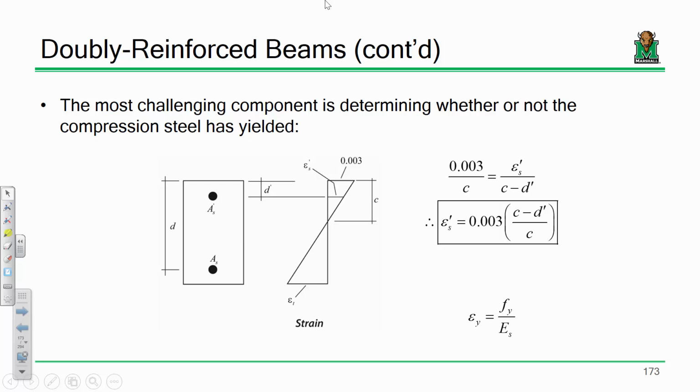So let's see what we can fill in here. What's the compressive force in the concrete? Well, it's a rectangular beam, so 0.85 fc' a b. That doesn't change. What about the tensile force in the steel? This has to yield, so As fy. But this one, the compression steel, is a little unique. Let's talk about that.